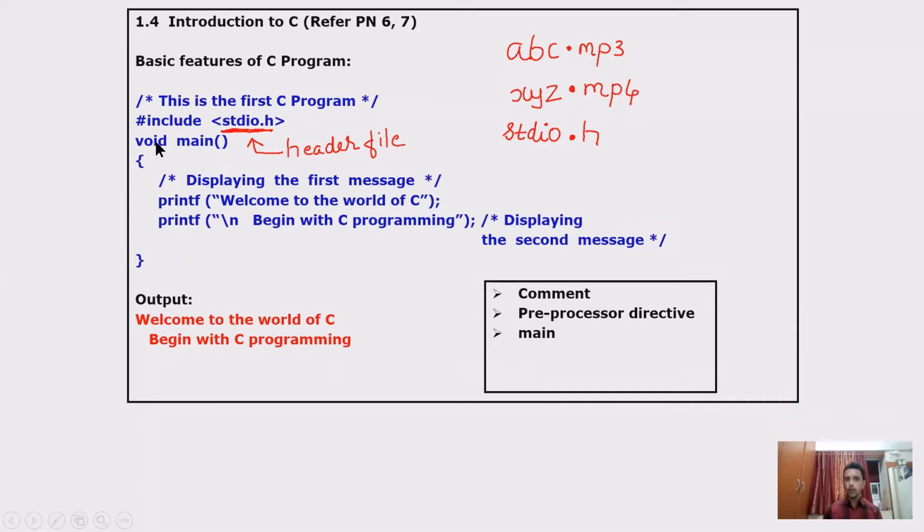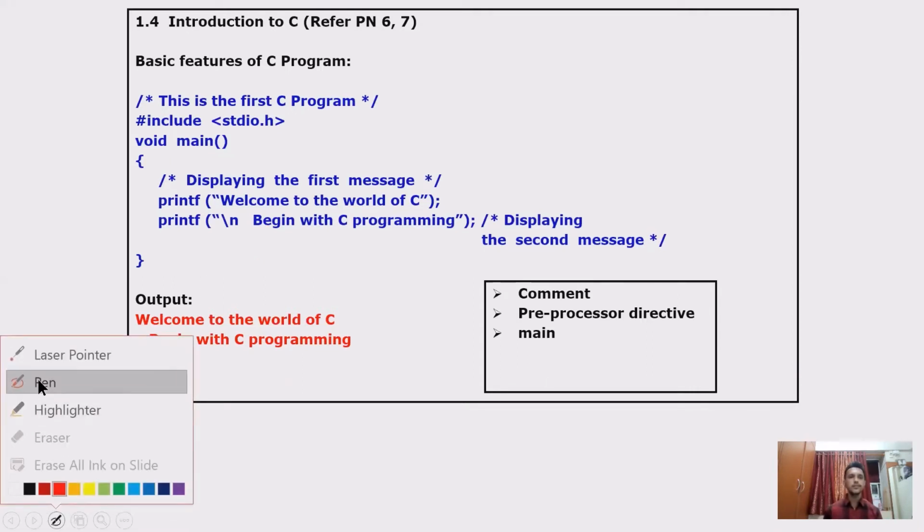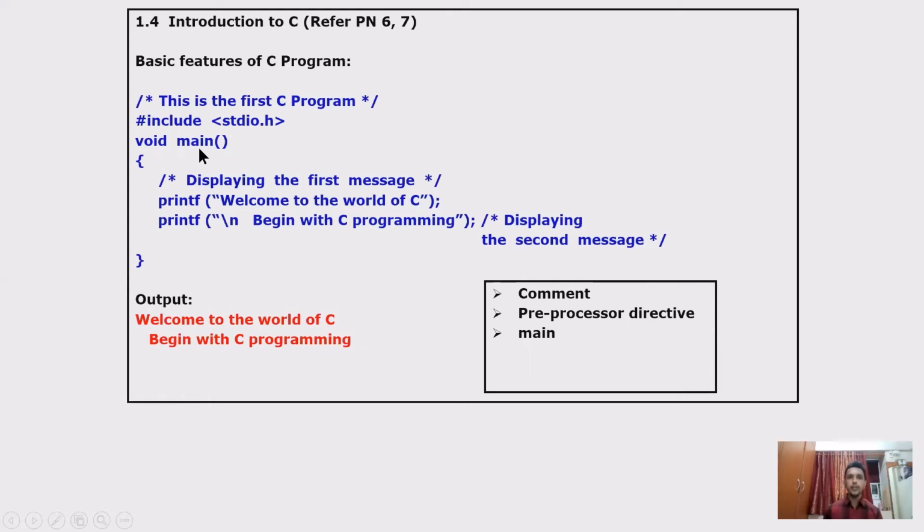If you write int over here, then in the end we have to write something like return 0 or return 1. So this return 0, return 1 will come only when we write int over here. Whether you write int or void, that does not make a very big difference. What you need to understand is that this void main is the starting of the program. That means the C compiler will execute the program starting from void main. This is the starting point of the program.